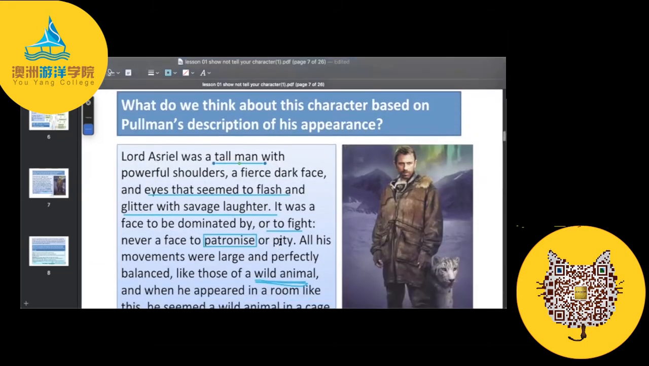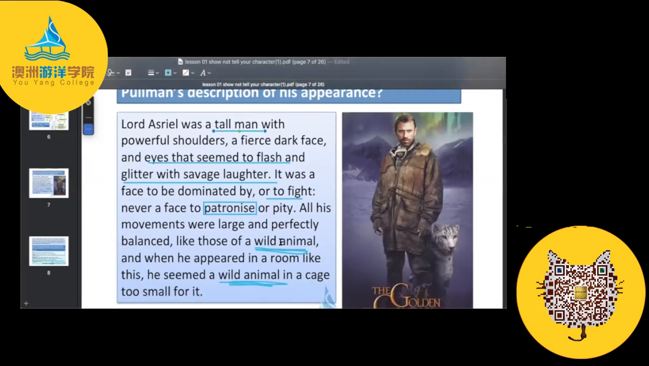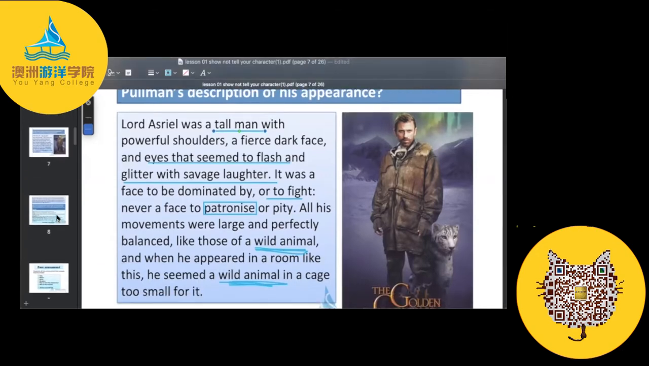Mirabelle, what do you think about the character based on this description? He would be fierce when he talks, like he won't be kind towards other people. Mm-hmm. I could see that. Anything else? He mostly is nice to animals. Maybe. Because his life is mostly about animals.